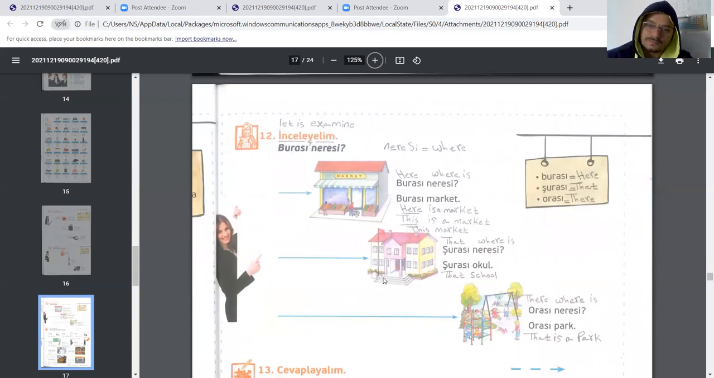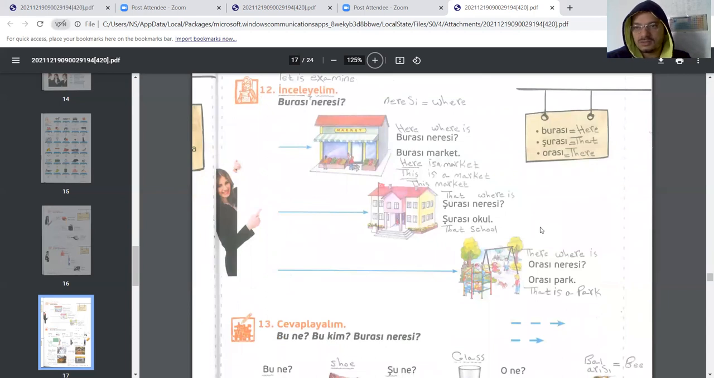Şurası neresi? The author is wondering about this house or school. Şurası okul, that's school. But like I said before, Turkish language doesn't use the verb to be. Don't use is, was, are, where, was. Orası neresi? Orası park, that is a park. Orası neresi, a longer distance. Orası park, that is a park.